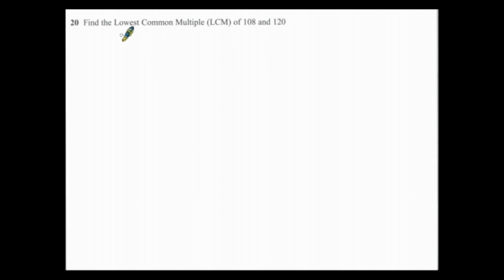Our second method is not to consider multiples at all to begin with, but to actually look at factors, and we create a factor tree for both numbers, breaking it down into prime factors. So let's do 108 first. Well, 108 can break down to the number 2 and 54.